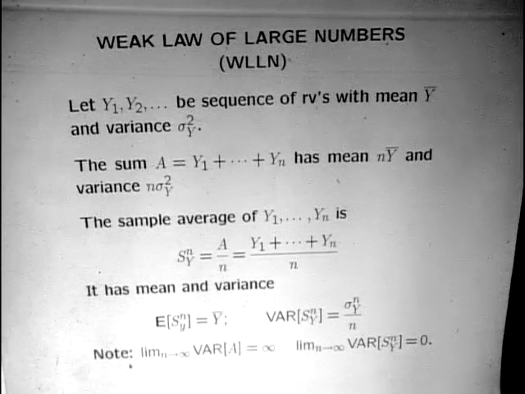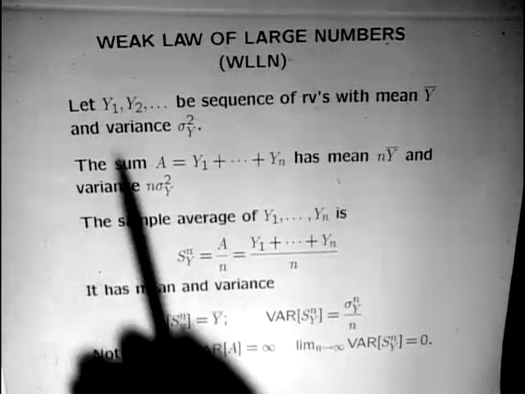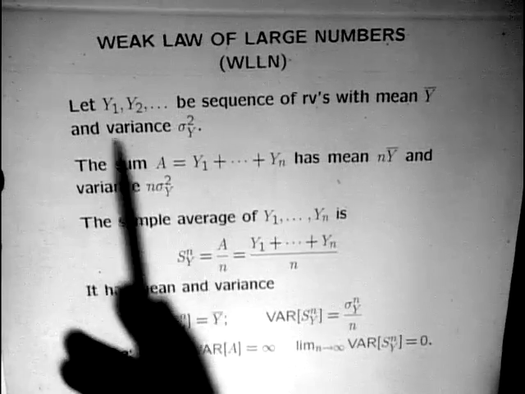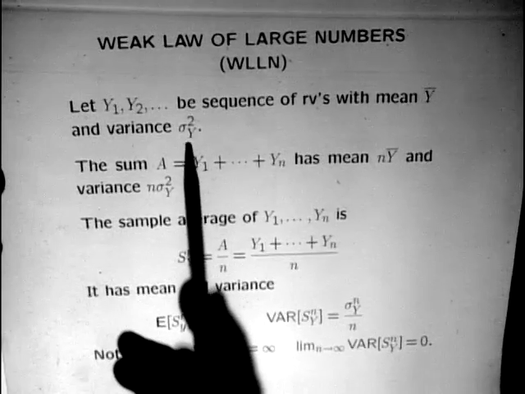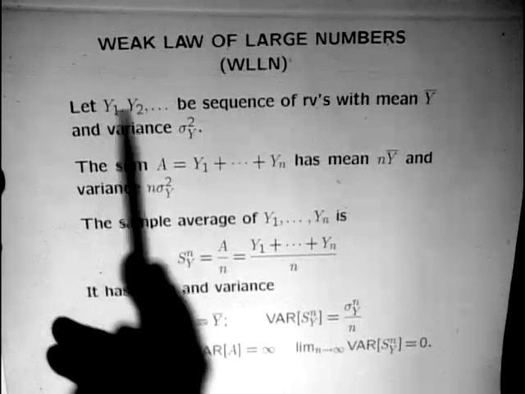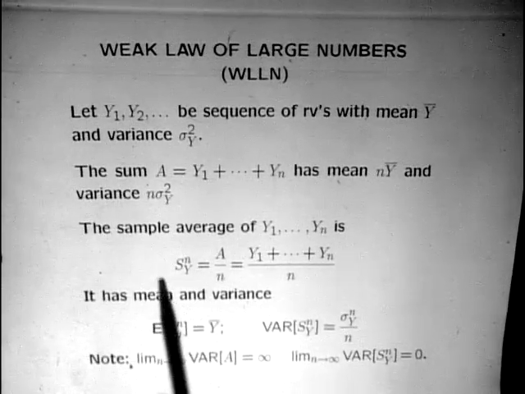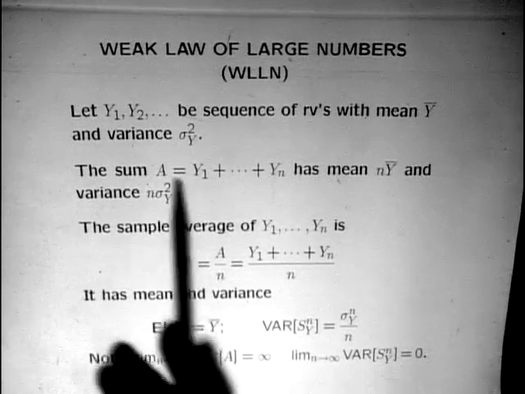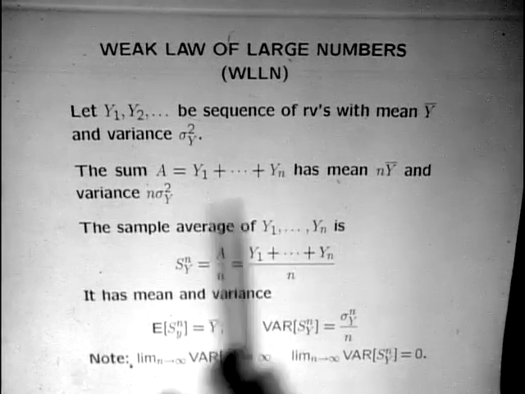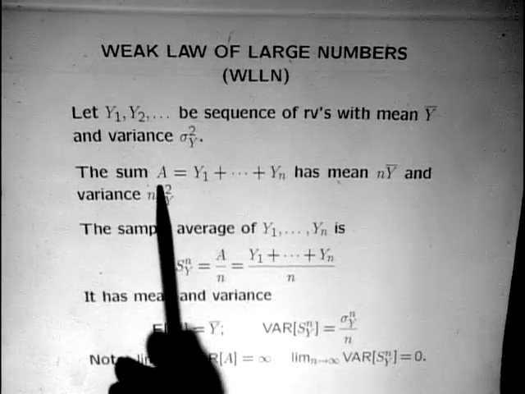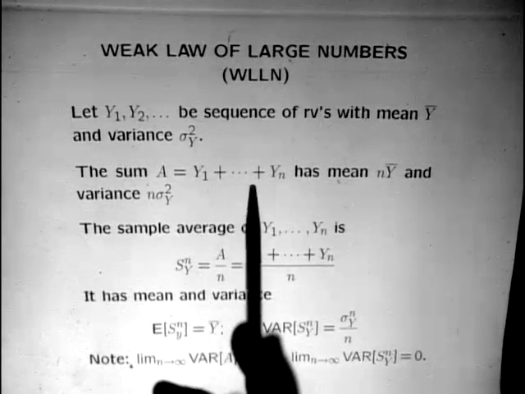And the weak law is not terribly complicated. If we have a sequence of random variables, and each of them has a mean y bar, and each of them has a variance sigma sub y squared, and let's assume that they're independent and identically distributed for the time being, just to avoid worrying about anything. If we look at the sum of those random variables, namely a is equal to y1 up to y sub n, then the expected value of a is the expected value of y1 plus the expected value of y2 and so forth.